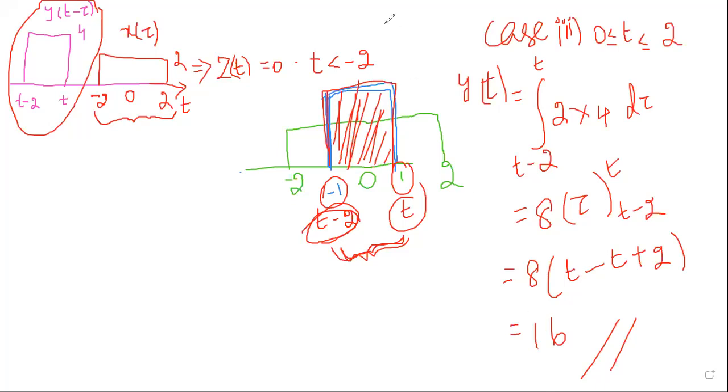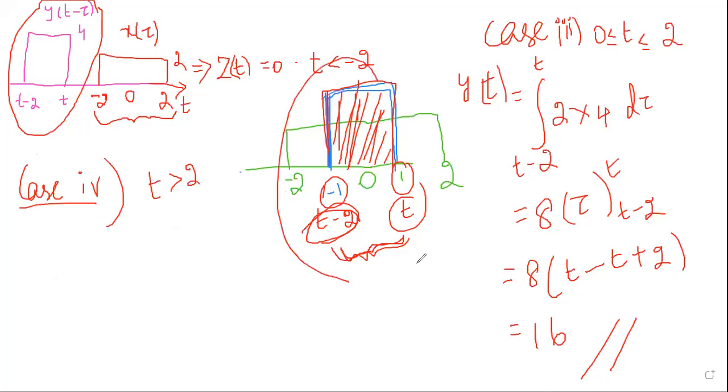Have you people completed? Yes, ma'am. See now case 4. Can anybody tell me what is the range of t for case 4? I told 100 times. Case 4. T greater than 2, ma'am. Yes, t greater than 2. Very good. So now let me keep this case 3 diagram here.